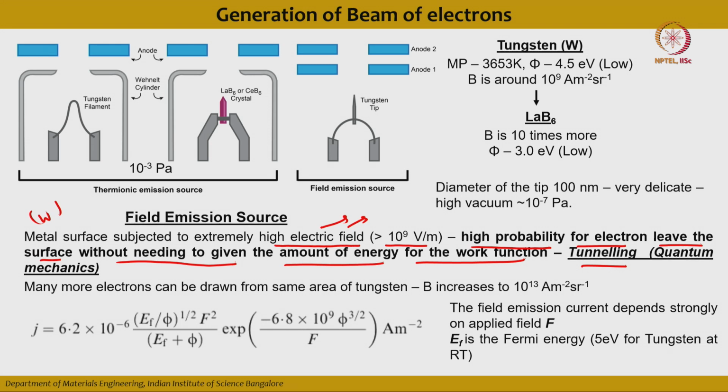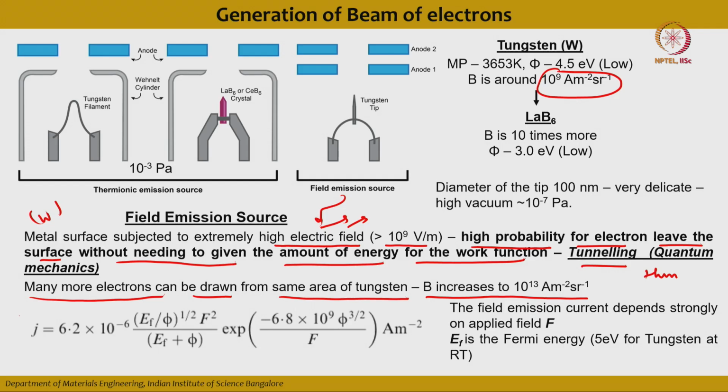Okay. So here usually more electrons can be drawn from the same area of tungsten. So your brightness B increases up to 10¹³, which is much larger than thermionic sources, which is here around 10⁹, correct. So it is almost 4 orders of magnitude larger brightness by using this field emission source, and this field emission source is nothing but the tunneling of electrons from the metal surface by using a high electric field near the metal surface. Okay.